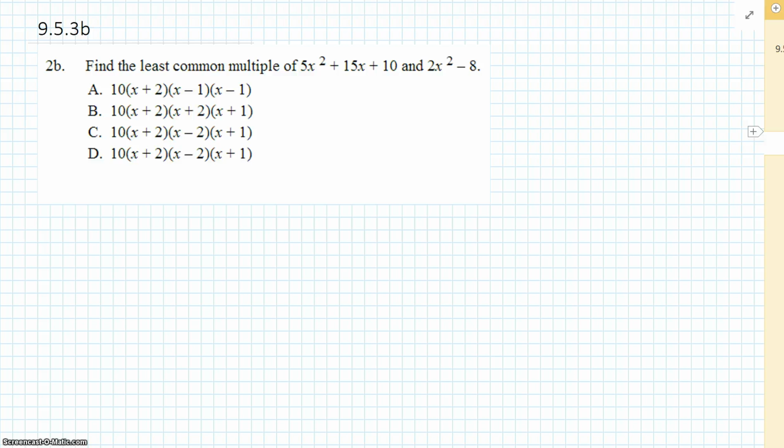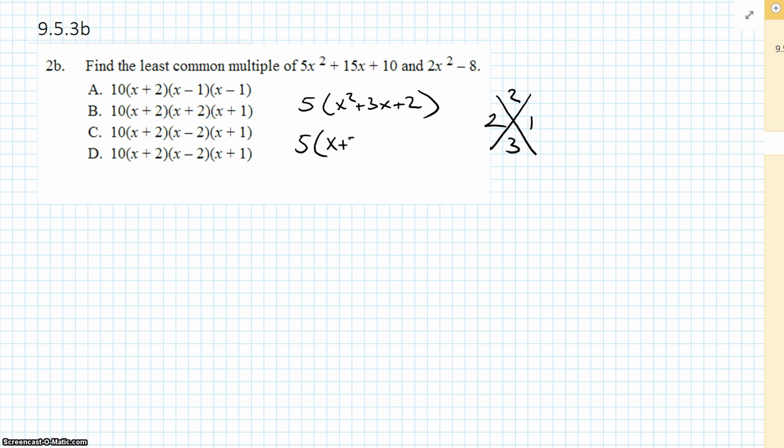Find the least common multiple of 5x squared plus 15x plus 10 and 2x squared minus 8. Alright, let's look at the first one. Let's factor out a 5. I'm going to get x squared plus 3x plus 2. Alright, let's x-factor this. My a times c value is 2. My b value is 3. Two numbers that have a product of 2 and a sum of 3. That would be 2 and 1. So I can rewrite this as 5 times x plus 2 times x plus 1.